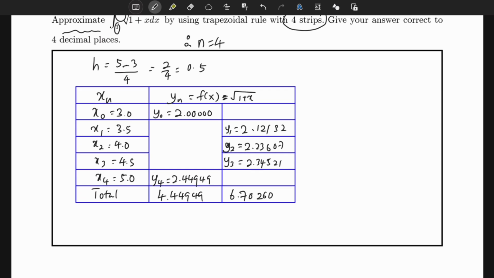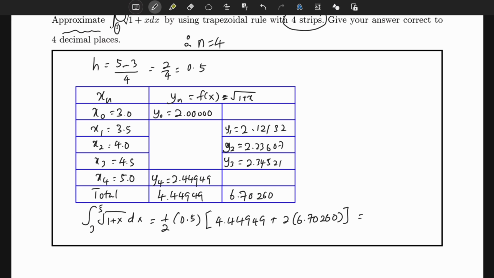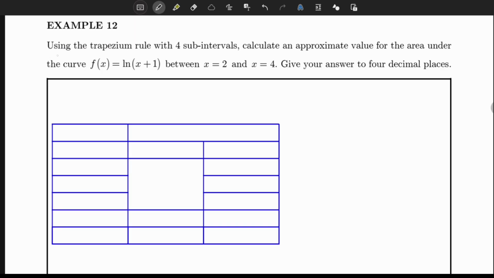Once you get those values, the integral of square root of 1 plus x dx from 3 to 5, you just substitute into the formula. Make sure it's the correct formula. So half times h, which is 0.5, times 4.44949 plus 2 times 6.70260. Press your calculator again. So you get the answer to be 4.4637. This is up to 4 decimal places. So that's your answer.